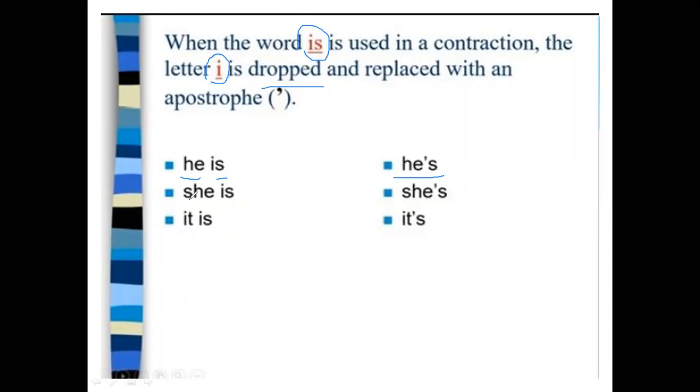He's. She is. She is a pronoun and is is a verb. She's. It is. It's. I will combine them to be a short word, a contraction. The contraction sign is an apostrophe. This sign is an apostrophe. Okay, now let's go to the other page.